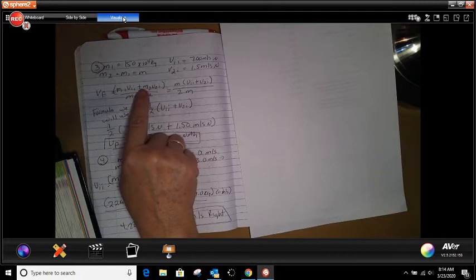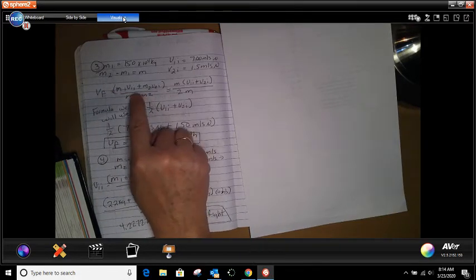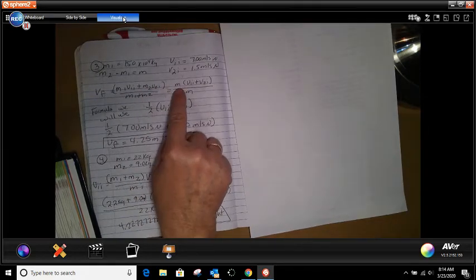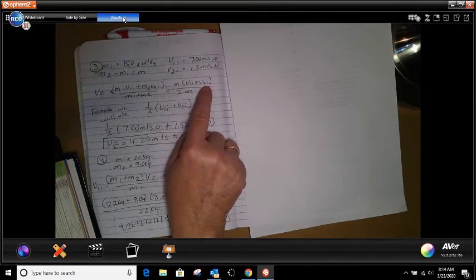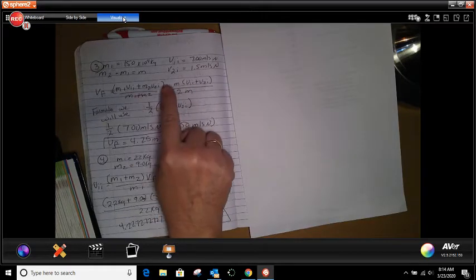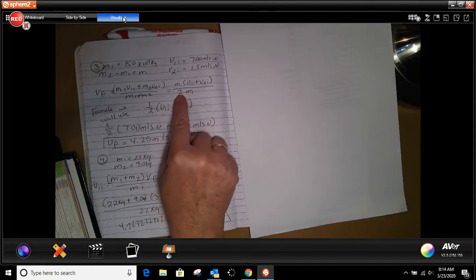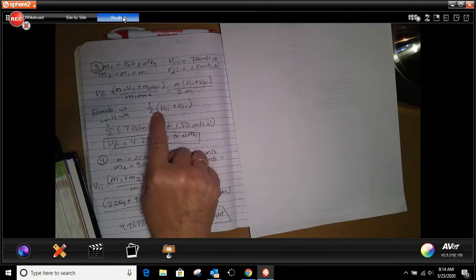Here's my formula, the one we've always been using. What I'm going to do now is take my masses out because they're equal, and put it on the outside. I'm still going to keep my velocity 1 initial and my velocity 2 initial, but I just took the mass out because mass 1 and mass 2 are equal. Then, since mass 1 and mass 2 are equal, I'm just going to do 2 times the mass. So the formula that I'm going to use is this one.